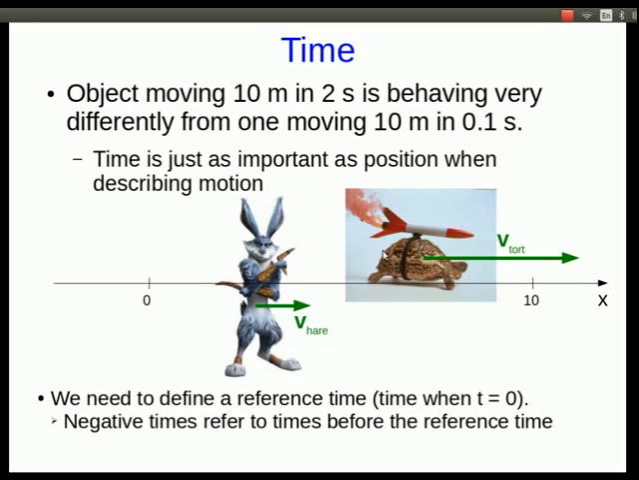We need to define a reference time, just like an origin for our time axis. And negative times are going to refer to times before the reference time. Now, I often hear students say there's no such thing as negative time. But presumably, if positive times are after the reference time, then all we mean by negative times are times before the reference time.